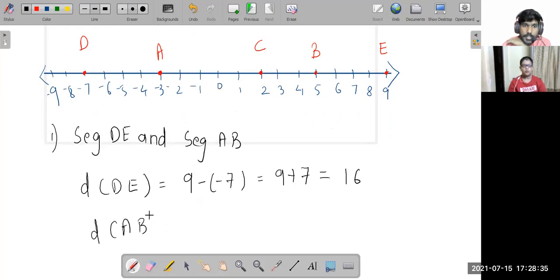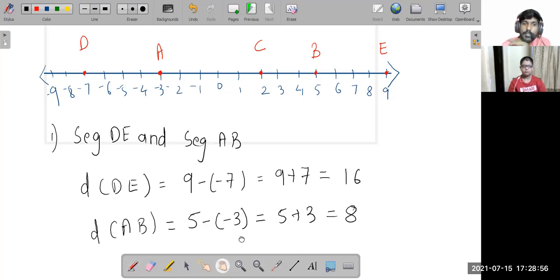Find out the distance of segment AB also. So A is -3, B is 5. So you'll do 5 minus -3, correct? That is 5 plus 3, which is 8.